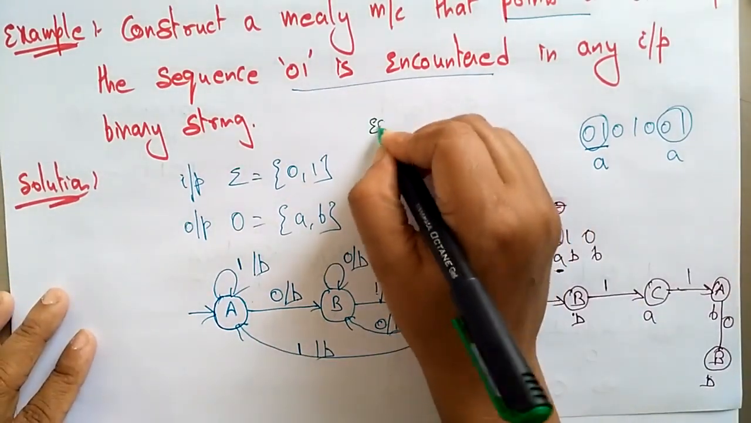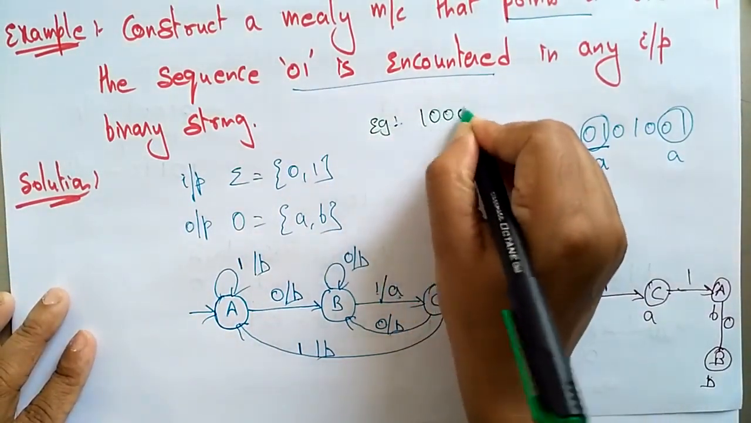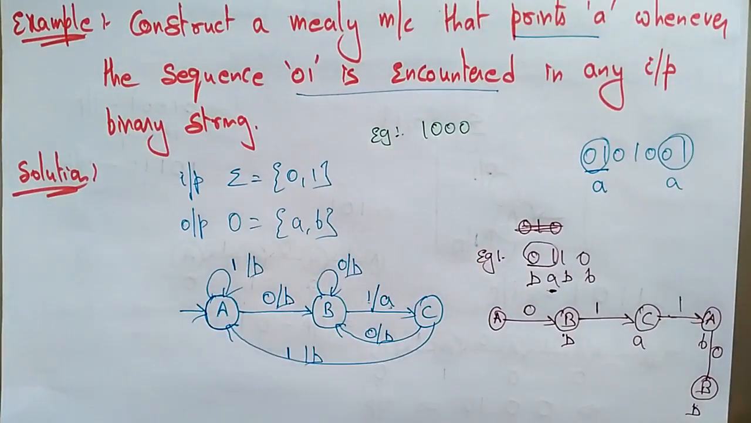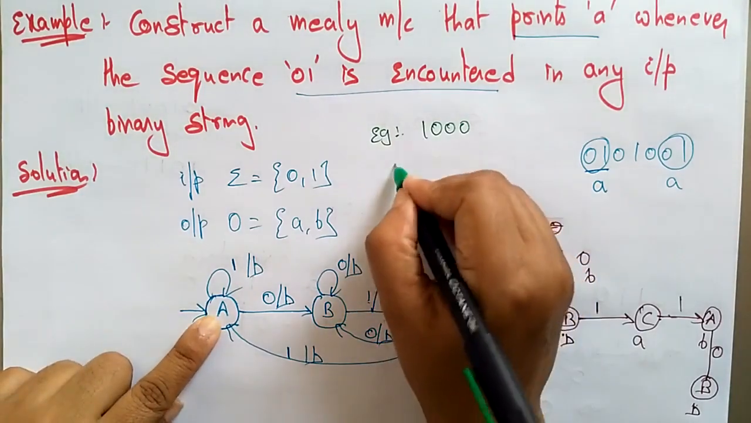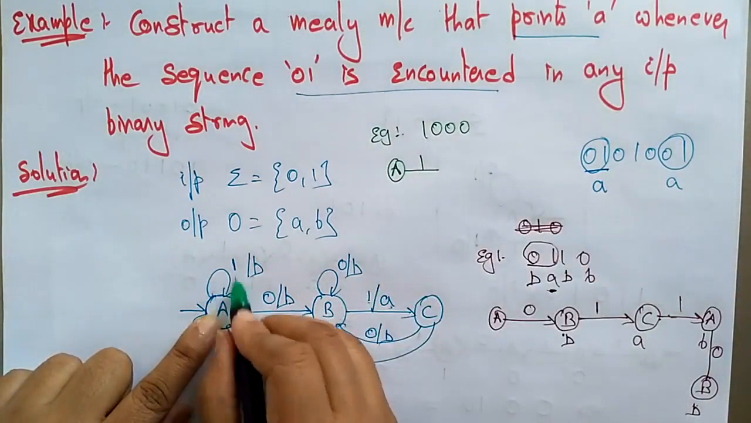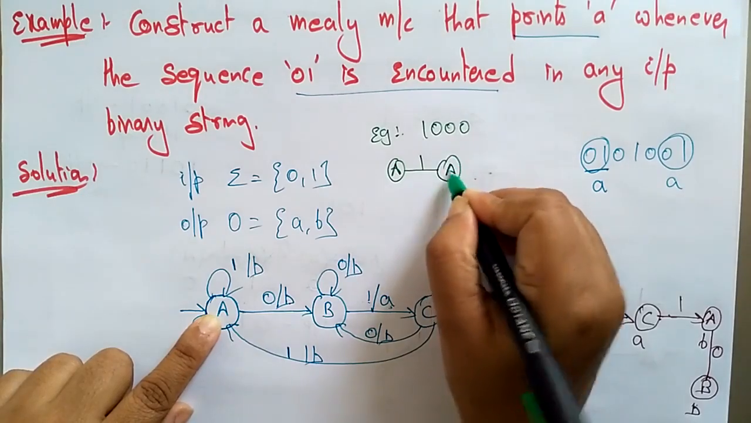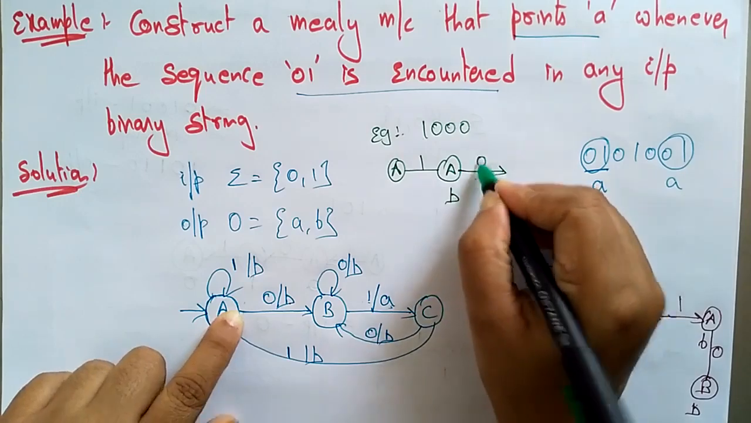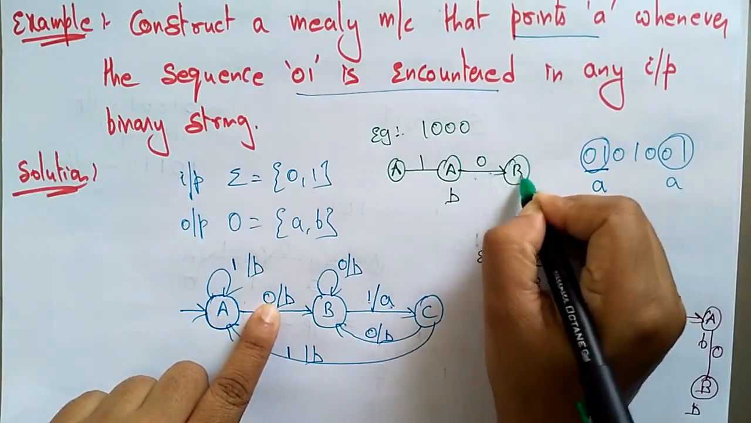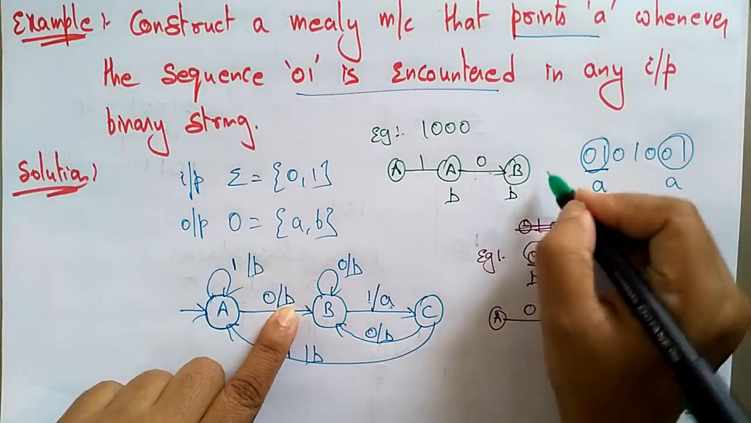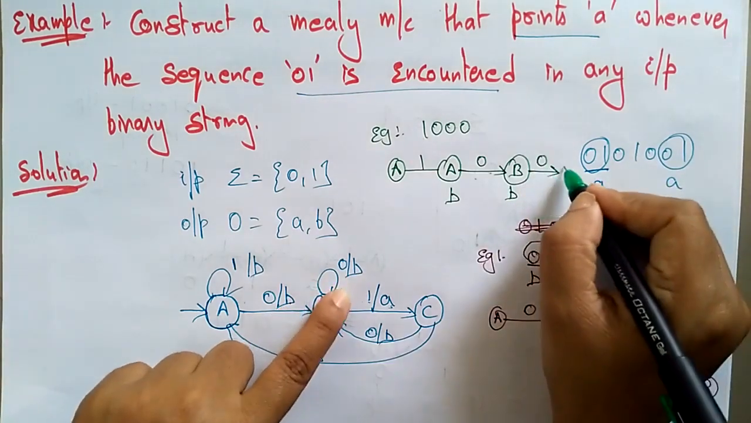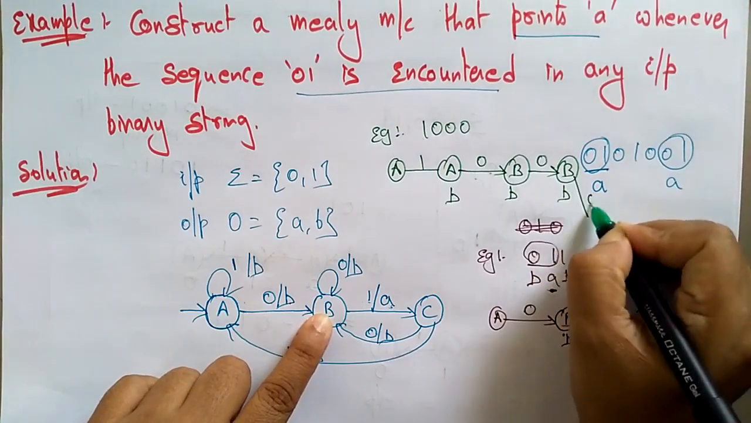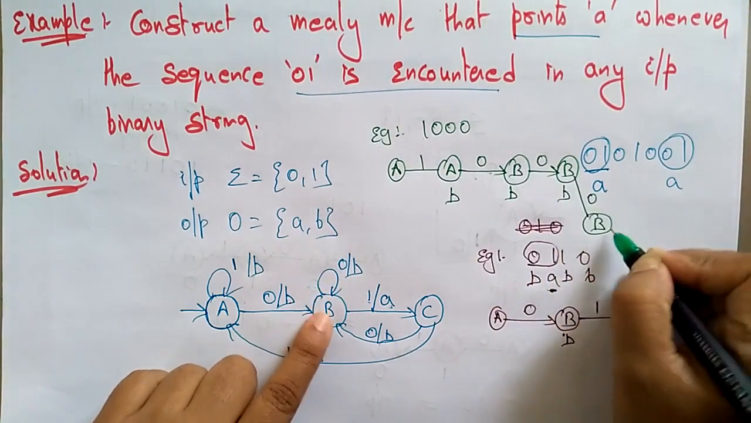To check this, this time I am taking 1, 0, 0. So in this string there is no 0, 1. If there is no 0, 1, it means A should not be encountered. Okay, let's check. A on 1, it is going to A itself, and the output it is generating is B. Now A on 0, it is going to another state B and producing an output B. Now B on 0, it is going to B itself and producing an output B. Now again B on 0, it is producing a state B and output is B.